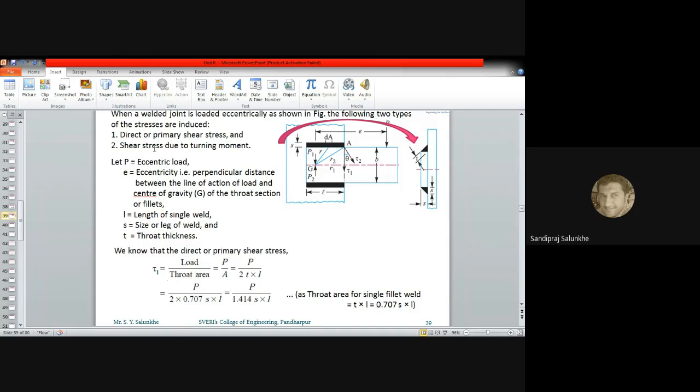Now this direct shear stress is given by load divided by throat area. Throat area is 2 t l, where 2 is because two strips are used. If you want to put the value of t in terms of s, it will be 0.707 s. So 2 into 0.707 is 1.414, and the area is 1.414 s into l. So this direct or primary shear stress we have calculated.